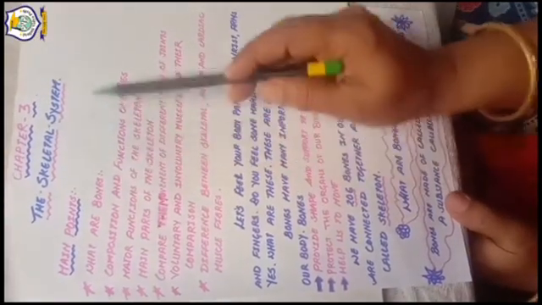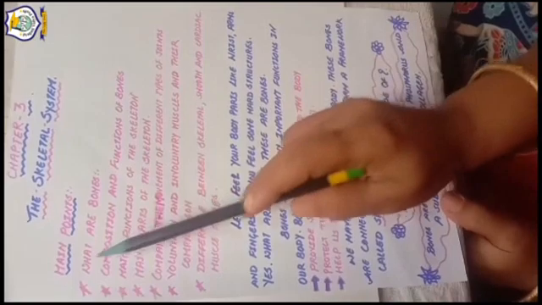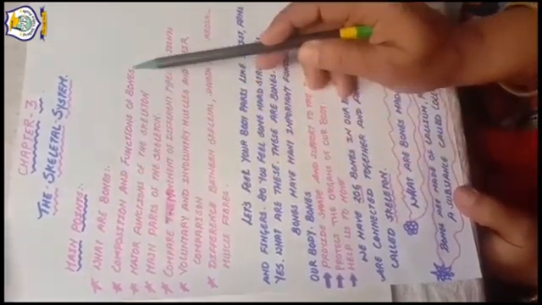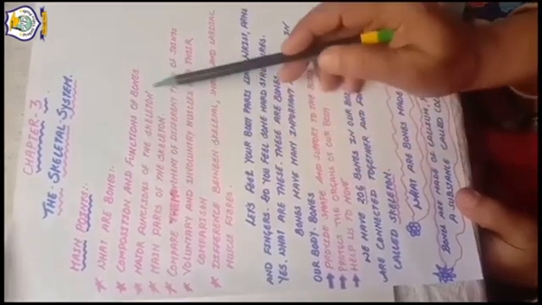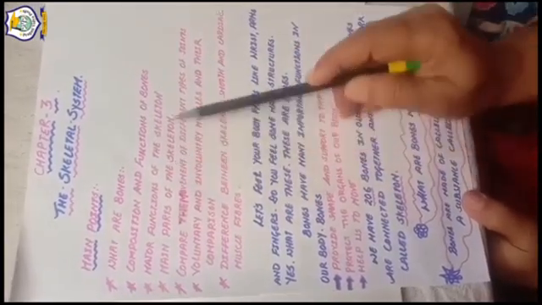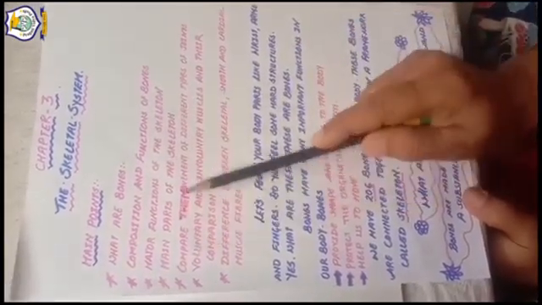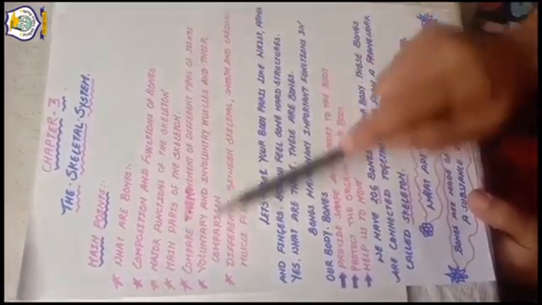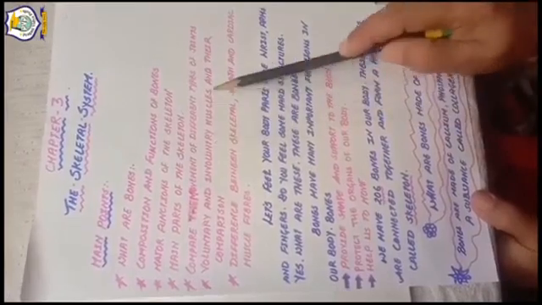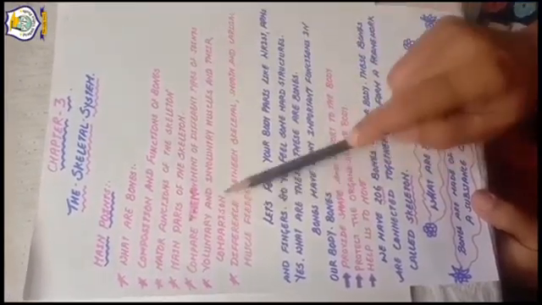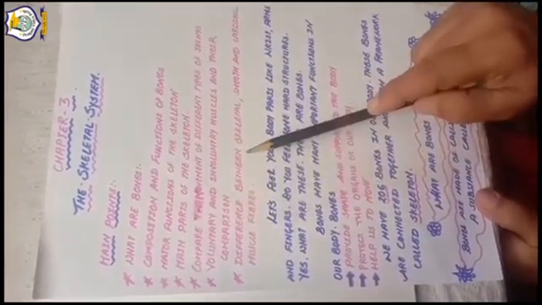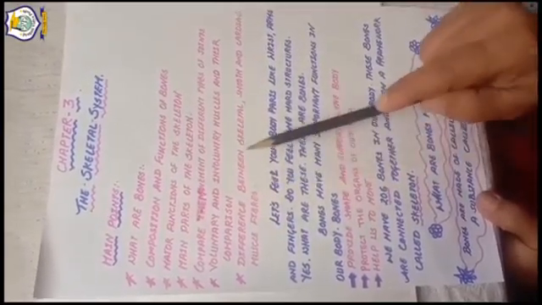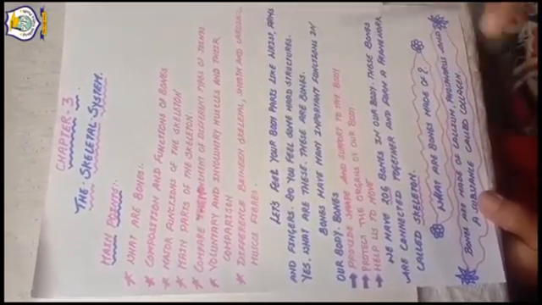Points which we cover in this chapter are: what are bones, composition and functions of bones, major functions of the skeleton, main parts of the skeleton, compare the movement of different types of joints, voluntary and involuntary muscles and their composition, difference between skeletal, smooth and cardiac muscle fibers, and how muscles work.